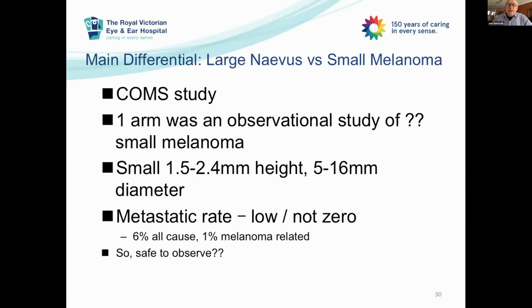One of the next talks is going to be talking about nevi, and there, within the Liverpool group especially, there's a number of lesions which they had diagnosed as melanomas but observed. In the COMS study, the metastatic rate for melanoma in these small lesions under 2.5 millimetres was a 1% melanoma-related risk. So the question comes, is that safe to observe, or is it something that we need to be looking at?